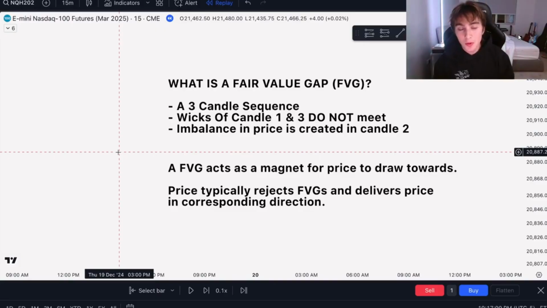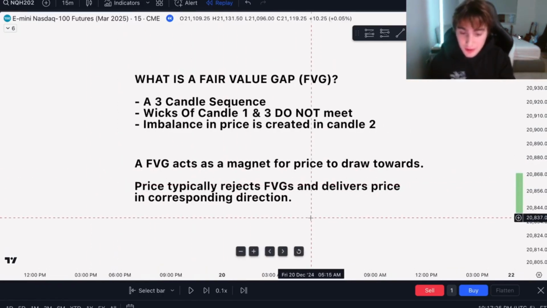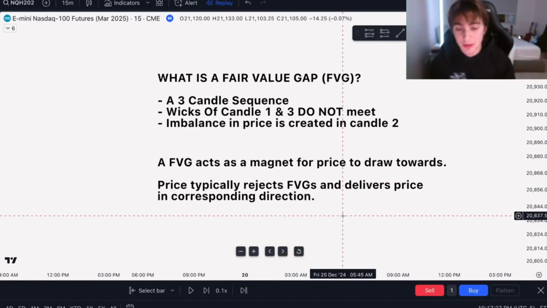The way I like to think about it is like a fair value gap acts as a magnet for price to draw towards, right? So when fair value gaps get opened up, you can expect price to trade into them and then react off of it. Price typically rejects these fair value gaps and delivers price in the corresponding direction. So if you have a bullish fair value gap, if price trades into that bullish fair value gap, you're expecting price to continue bullish, if respected, of course.